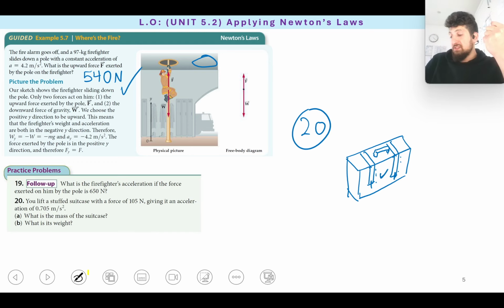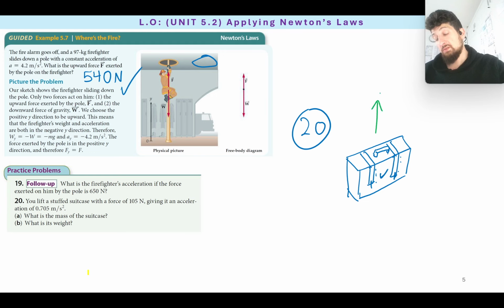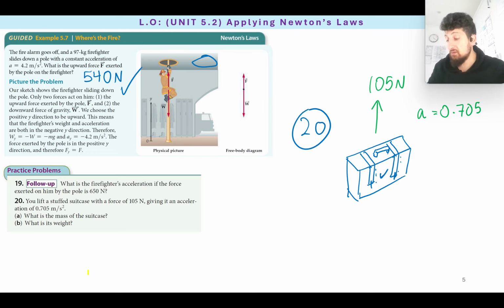You lift a stuffed suitcase, so the suitcase is not empty. It's a stuffed suitcase, so it's got stuff in it. You lift a stuffed suitcase with a force of 105 newtons. So 105 newtons up, giving it an acceleration of 0.705. So we've got an acceleration that is in the upward direction as well of 0.705. What is it asking for? What is the mass of the suitcase? Ooh, that is a good question.